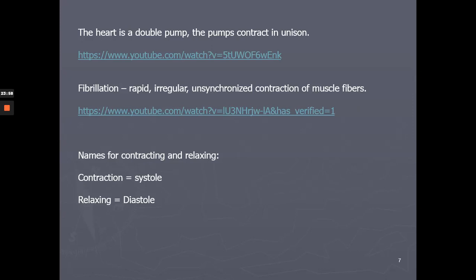Both atria need to contract in unison. Then both ventricles need to contract. Now, if they're not doing that, if they are unsynchronized in any manner, we call that fibrillation. So fibrillation is a rapid, irregular, unsynchronized contraction of muscle fibers in the heart. And I want to show you what that looks like with this video.